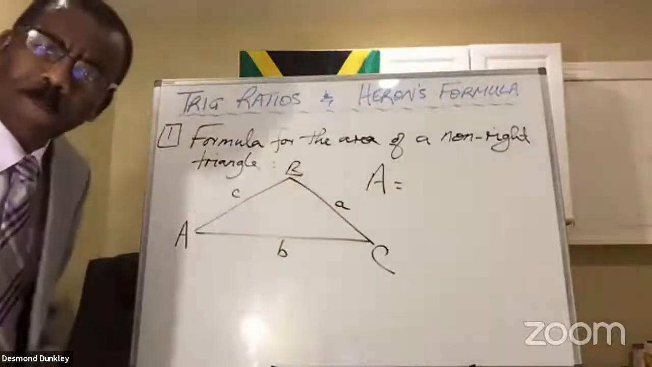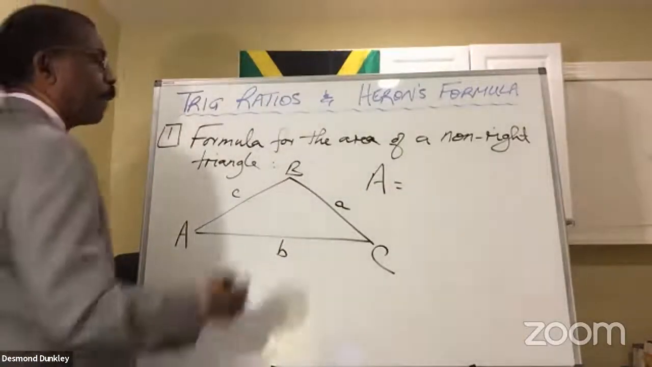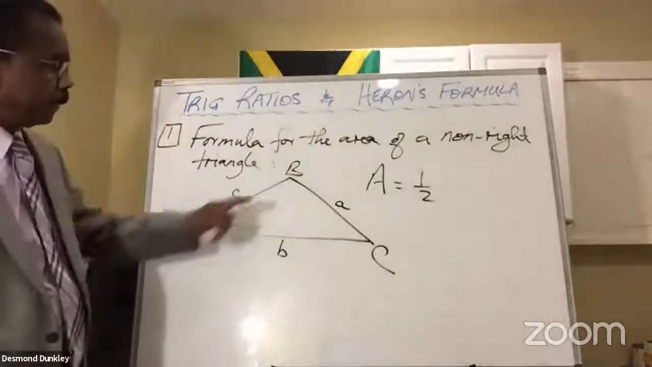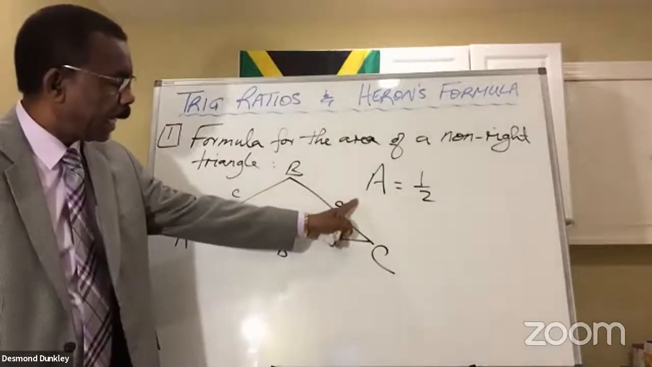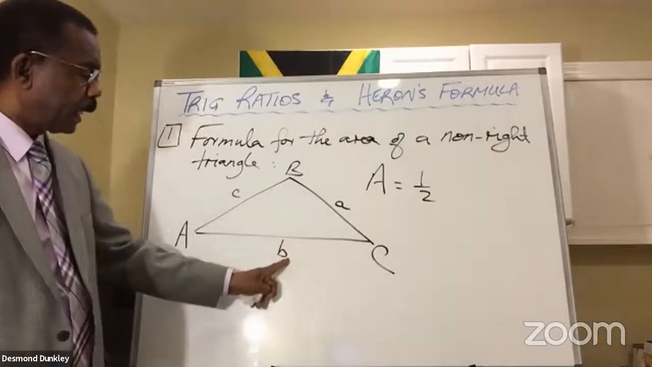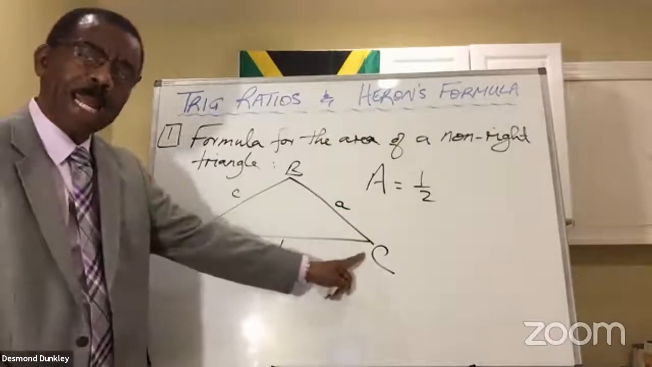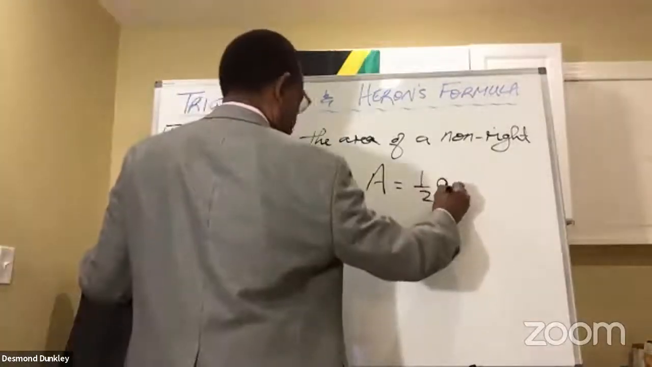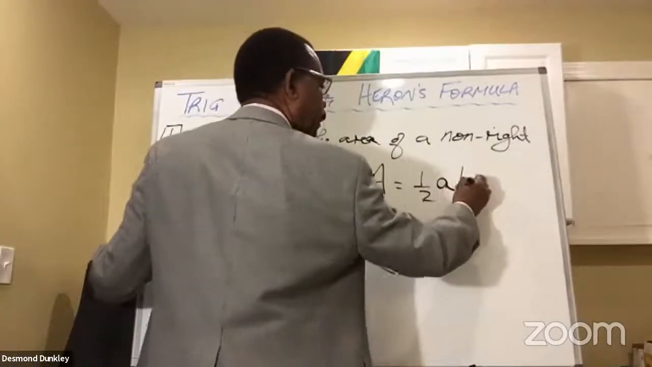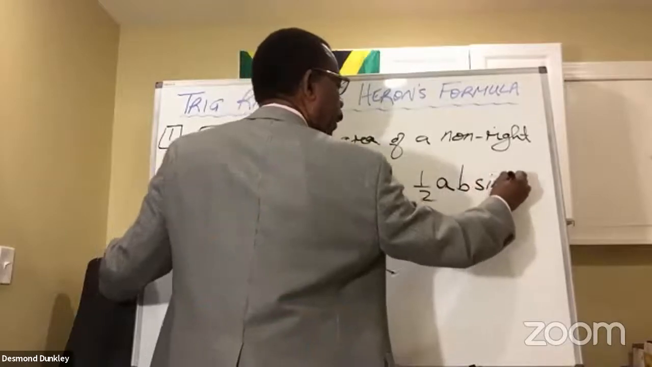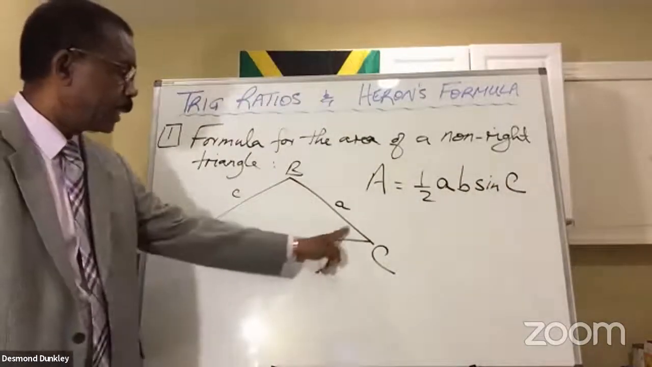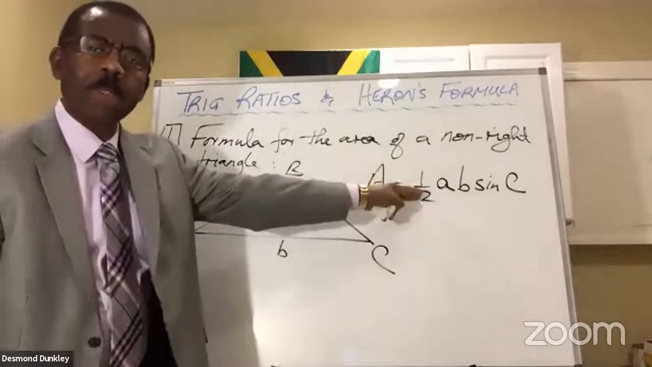and here goes the formula. Ready? The formula is a half times this side times this side times the sine of the angle between the two sides. So it's half ab sine C. So if you know this side and that side and this angle, that's the formula.